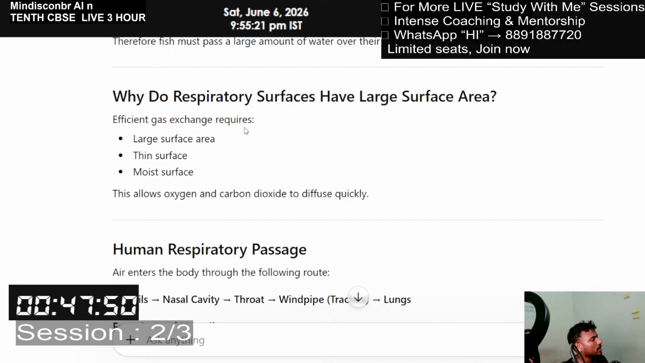So, a good respiratory surface should be thin, it should have a large surface area, and it should be moist. That is essential for the diffusion of oxygen and carbon dioxide.